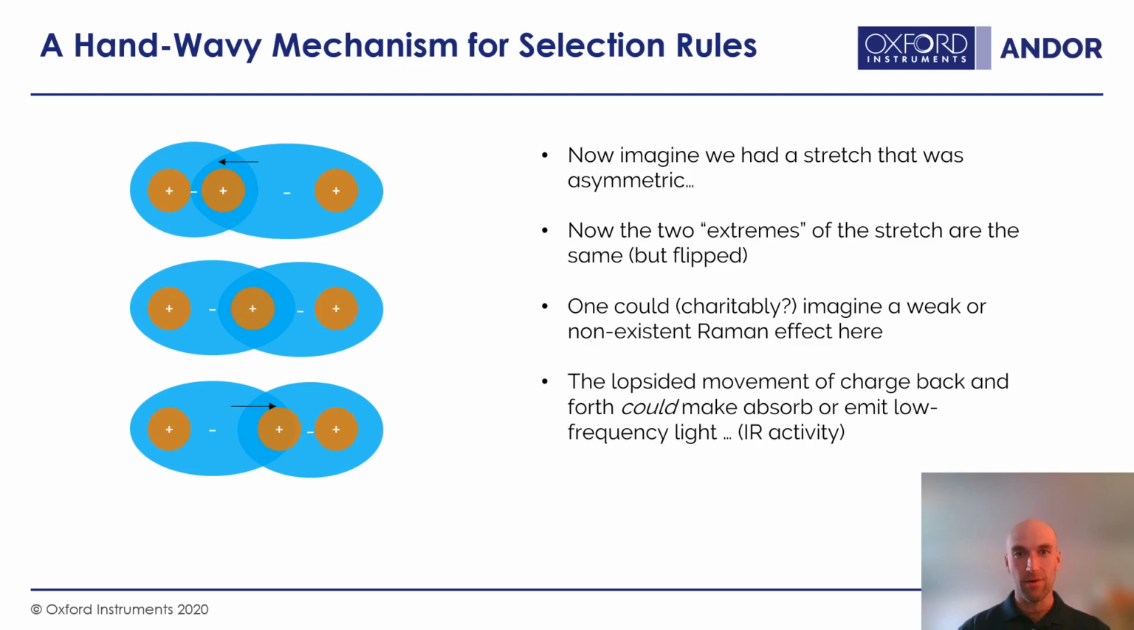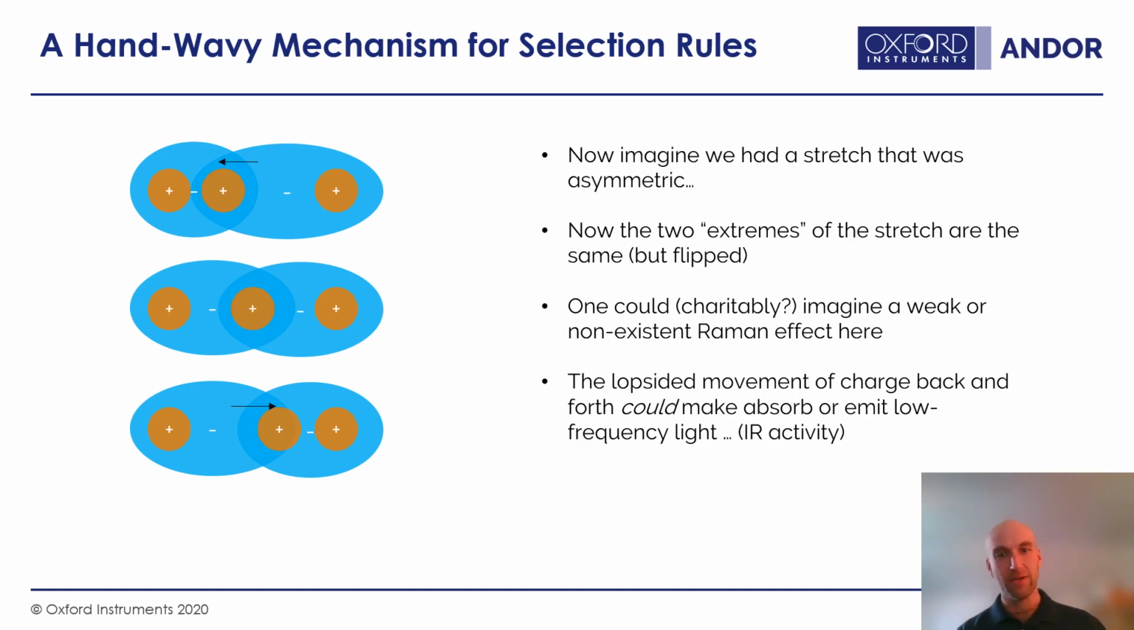Now here's a very hand wavy mechanism for selection rules. So Raman, there are way more vibrational modes in a molecule than there are Raman active modes. So why might that be? Remember the Raman active vibrations that I showed you in benzene. They were highly symmetric. So imagine we had a stretch that was asymmetric.